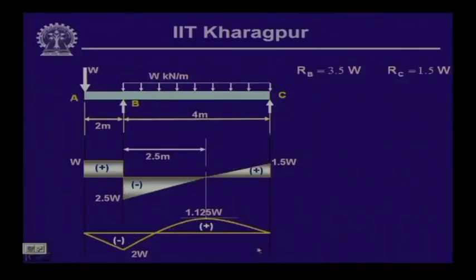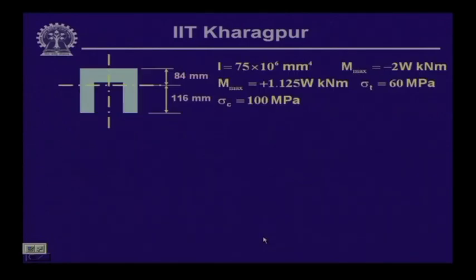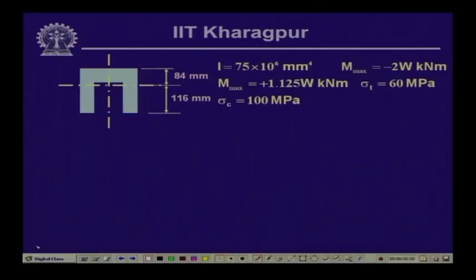And we have to compute the value of the stresses in the beam corresponding to these two values of the positive and the negative bending moment, and then we will have to take a decision on what maximum load we can apply on this particular beam. Now, let us compute the value of the stresses corresponding to these two bending moments. So, we have obtained that the maximum positive bending moment is equal to 1.125 W kilonewton meter and maximum negative moment is equal to 2 W kilonewton meter.